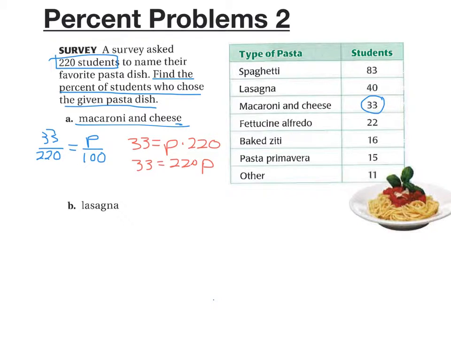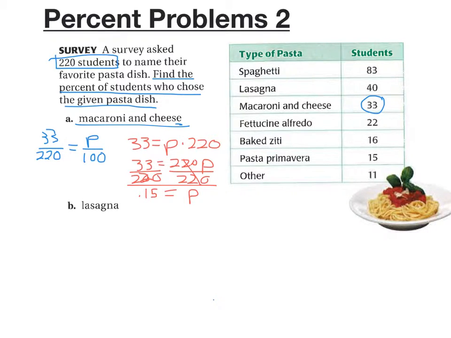Now you can really solve it either way you want. I personally prefer to use the percent equation, so I'm going to do that right here. I'm going to solve for p. I'm going to divide by 220. Now, once I do that, I have p by itself over here, and I just need to do 33 divided by 220, which gives me 0.15.